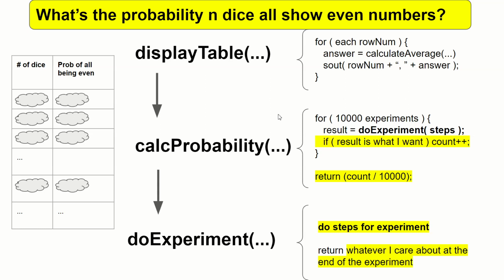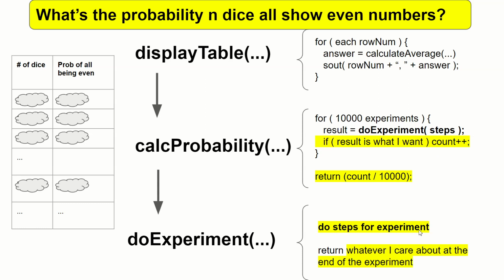So the way you calculate a probability is you run a bunch of experiments, but this time you don't add the outcomes. You check to see, did the experiment do the thing that I'm interested in? So here I'm interested in, are they all even? So if all of the die were even, then I'll add to a count. And then I'll see how many of the 10,000 ended up the way that I was interested in. And that gives me the probability. That'll give me the percent overall out of 100 of getting the outcome I wanted.